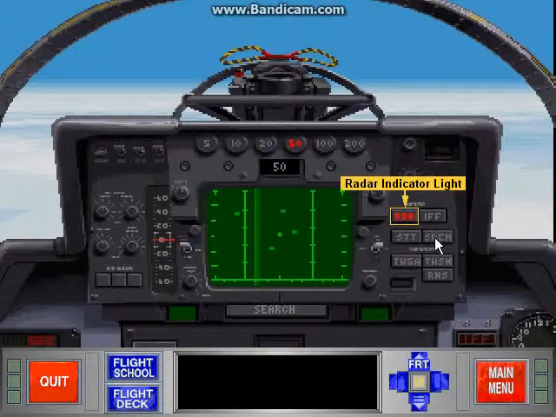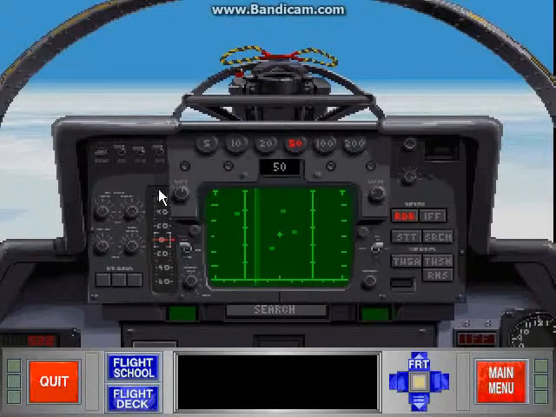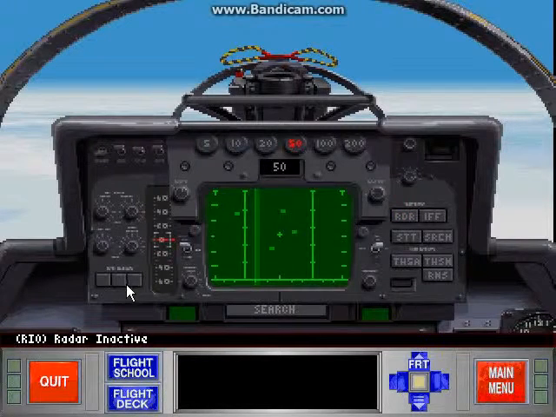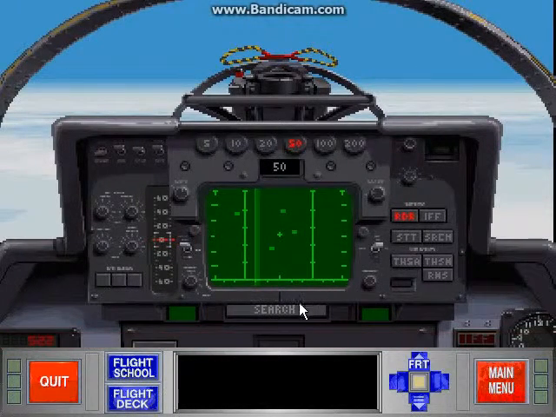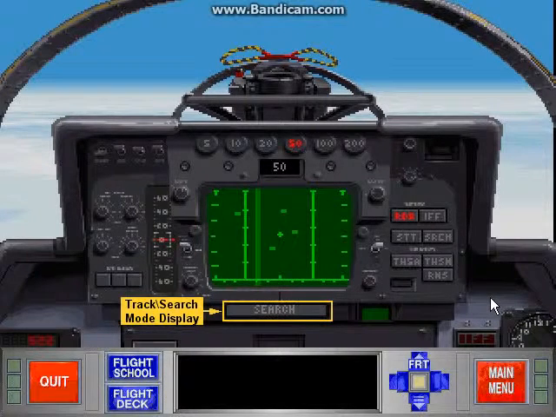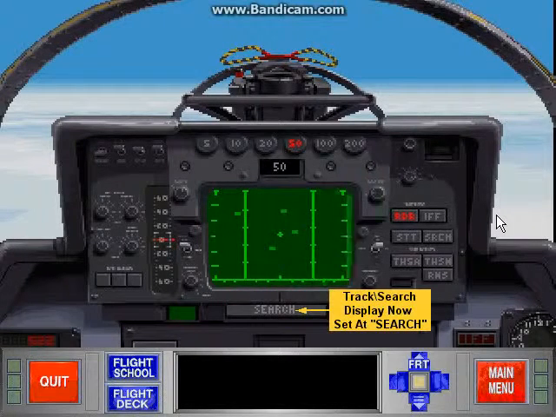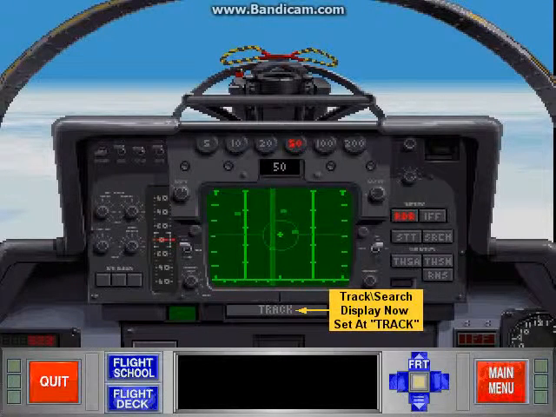The radar indicator light is illuminated when your radar is on. The radar may be turned off and on by pressing the R key. Radar inactive. Radar active. The Track Search Mode display indicates what mode your radar systems are currently set to. Search mode is used when you are scanning the sky and have not designated a target. The radar goes into track mode when you have locked onto an aircraft.